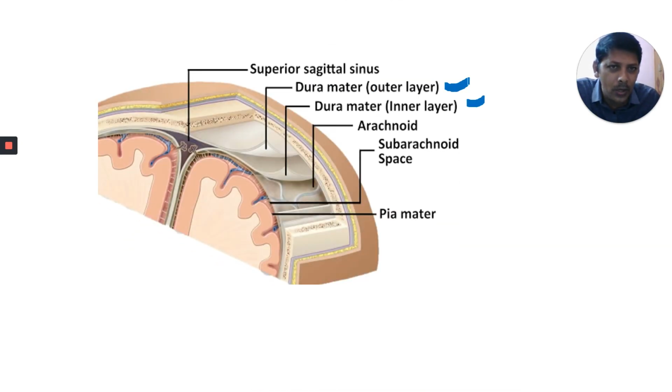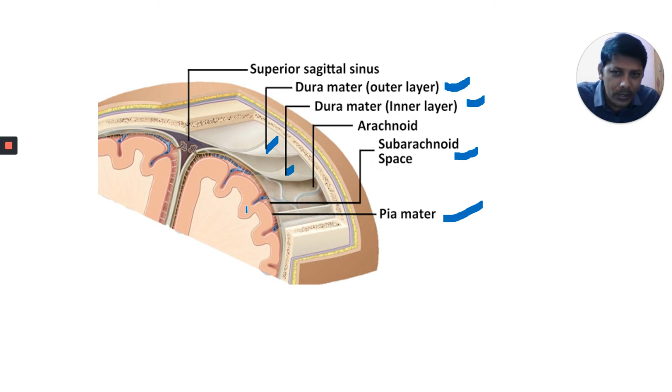Here you can see the outer layer of the dura mater. Then this is the inner layer of the dura mater. Then there is the membrane. Below that there is the subarachnoid space, where the cerebrospinal fluid is present, and the innermost pia mater is present, which is very close to the brain. This is the brain.